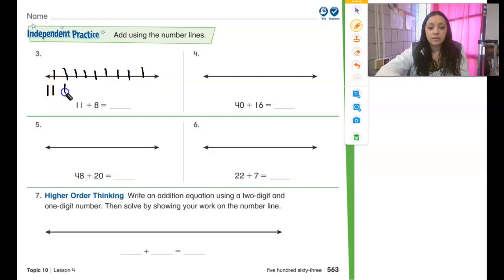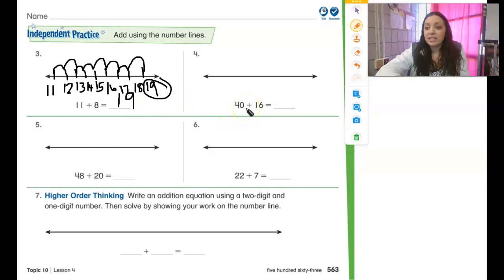So 11, if I'm making my hops, 12, 13, 14, 15, 16, 17, 18, 19. So I think it's going to be the number 19. Let's go ahead and try. 1, 2, 3, 4, 5, 6, 7, 8. So the answer is 19.